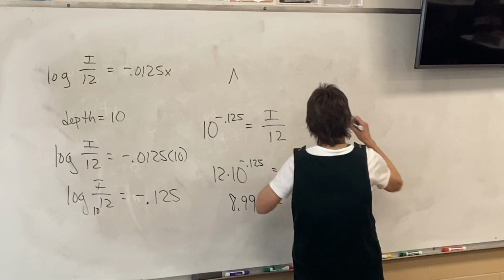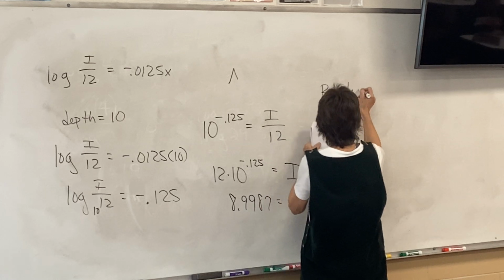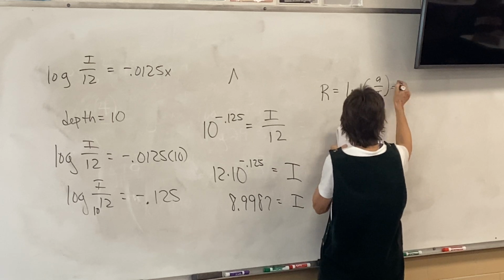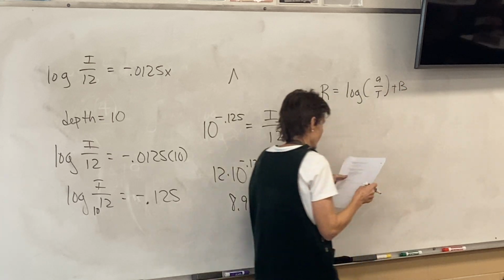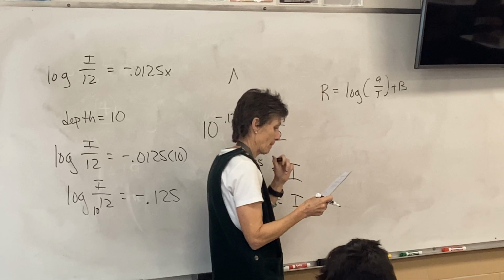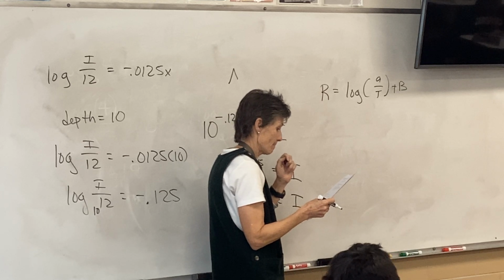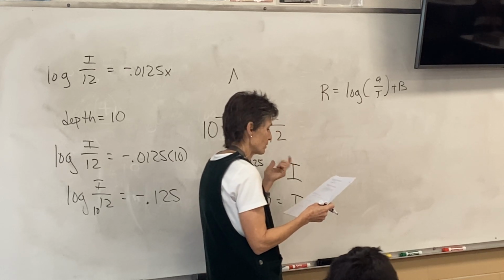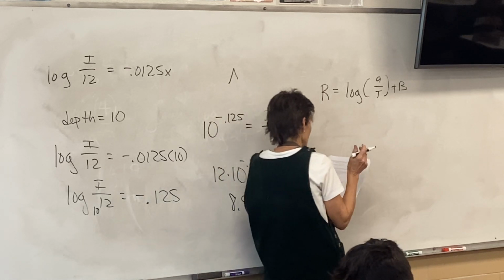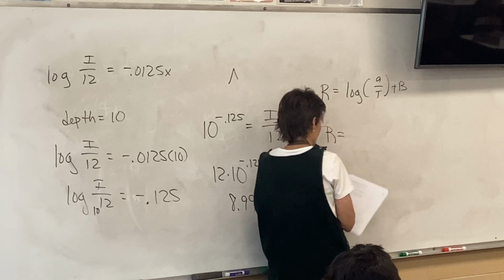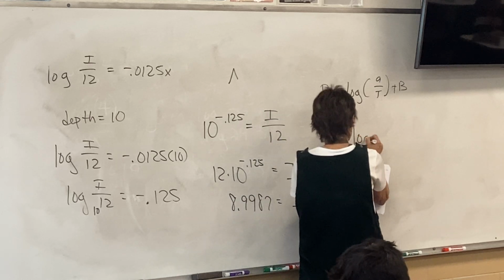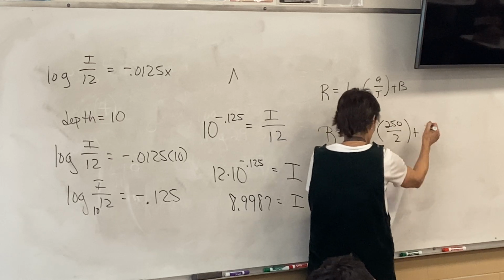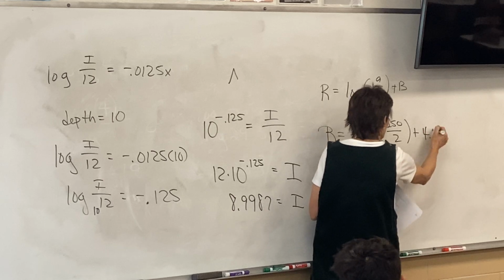Now I have a new equation. Oh, let's just do A. We don't need to do both of these. Let's just do A. Compute the earthquake magnitude, so find R, if A is 250, T is 2, and B is 4.25.